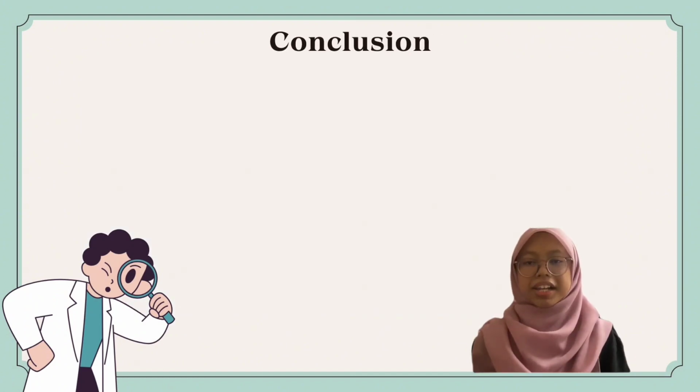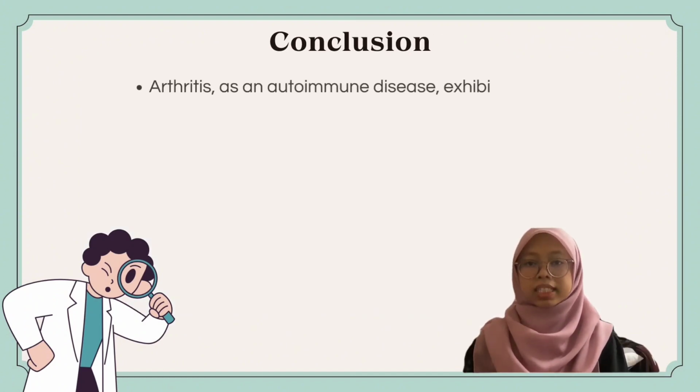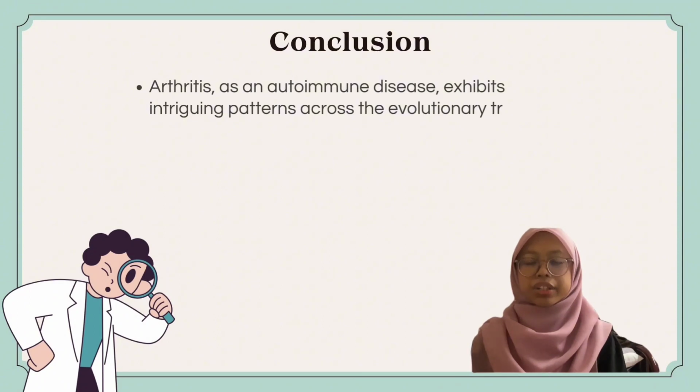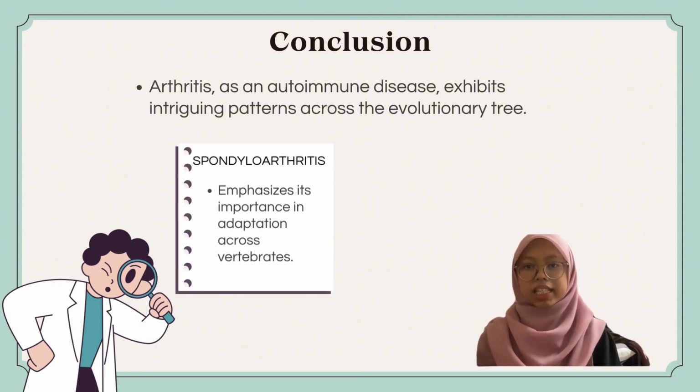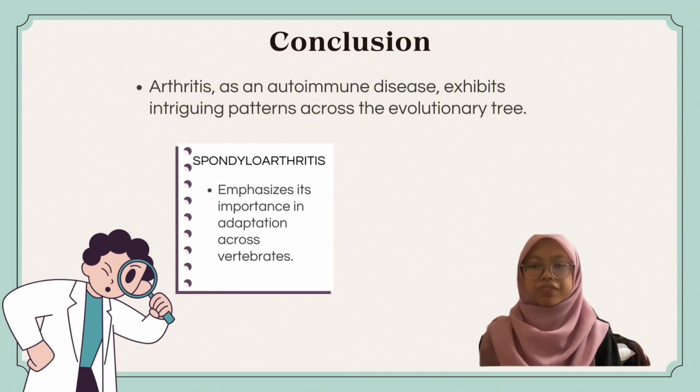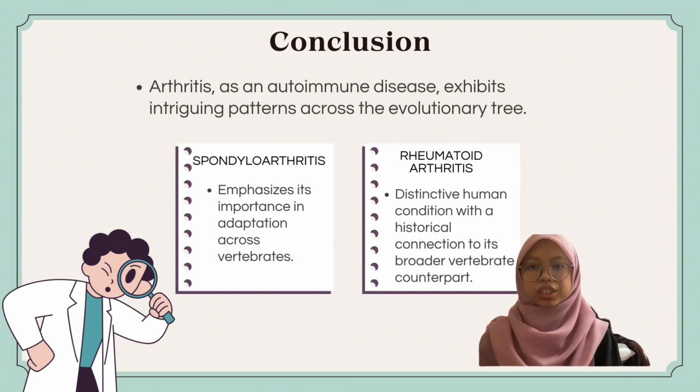In summary, arthritis as an autoimmune disease exhibits intriguing patterns across the evolutionary tree, while spondyloarthritis emphasizes its importance in adaptation across vertebrates. Rheumatoid arthritis stands as a distinctive human condition with a historical connection to its broader vertebrate counterpart. Understanding this evolutionary aspect sheds light on the diverse nature of autoimmune diseases, offering valuable insight into their origins and impact on different species over time. Thank you.